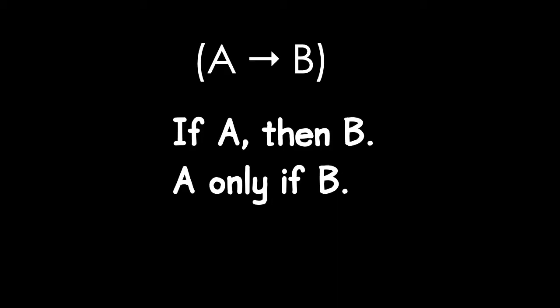So A arrow B can be used to translate sentences of the form if A, then B, or A only if B.